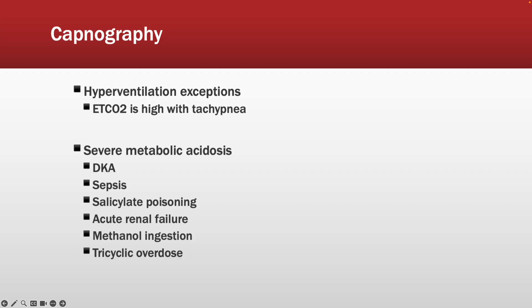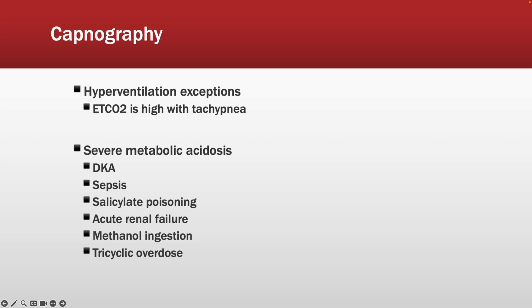Hyperventilation exceptions would be if your end-tidal is high with tachypnea. So if you got a high end-tidal and they're breathing too fast, we may want to just let that ride and let them continue, because that's the body's way of compensating, right? So let's let them blow off some of that end-tidal CO2. But if they're tachypnic and they have a low CO2, then we're going to have to step in. But if it's high CO2 with tachypnea, then we may let them continue to blow that off and let their body compensate.